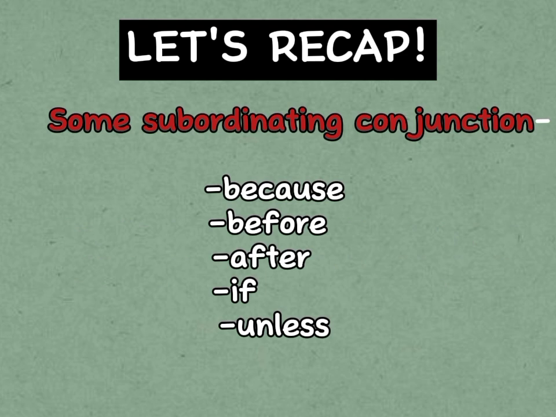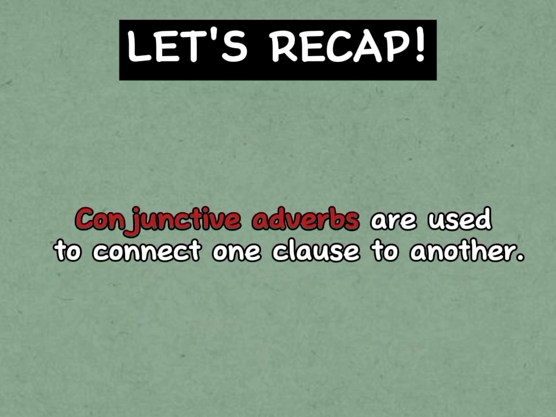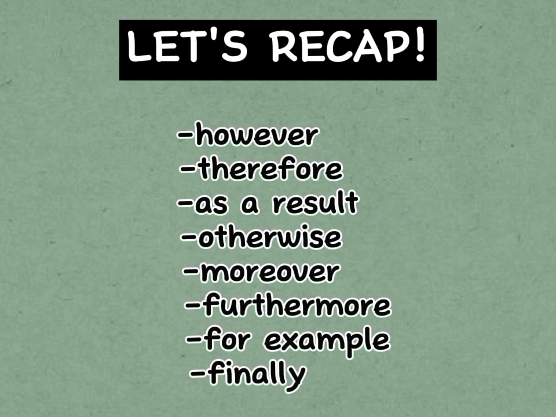Some subordinating conjunctions are because, before, after, if, unless, etc. Remember the rule here. If you will connect a dependent clause to an independent clause and you will put the dependent clause first, you need to put a comma. The last one, we have conjunctive adverbs. Conjunctive adverbs are used to connect one clause to another, like however, therefore, as a result, otherwise, moreover, furthermore, for example, and finally.